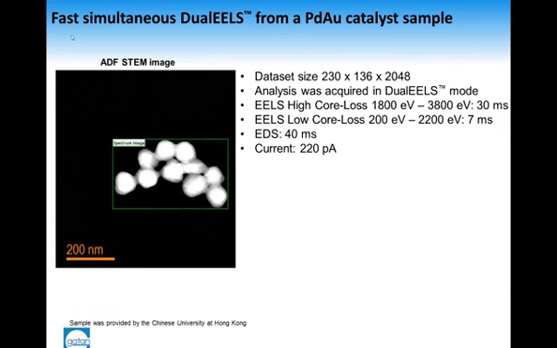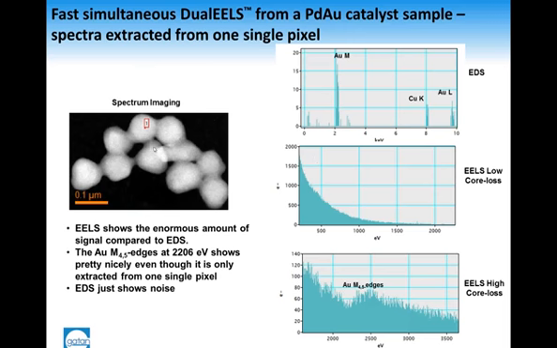So we started by looking at palladium gold. Data were acquired in DualEELS mode, acquiring EELS high core loss from 1800 to 3800 eV, with an exposure time of 30 milliseconds per spectrum, and EELS low core loss from 200 to 2200 eV, using an exposure time of 7 milliseconds. EDS is basically the sum of these two exposure times. This is the beam current. This is from one single spectrum, extracted from the center of this particle.